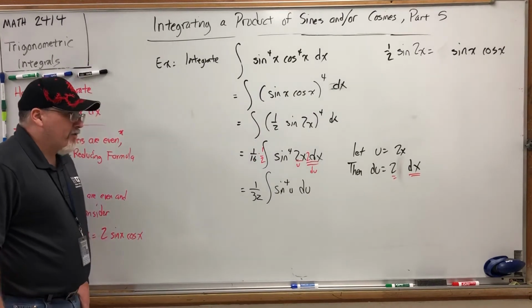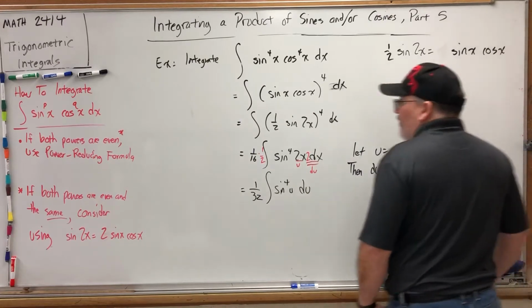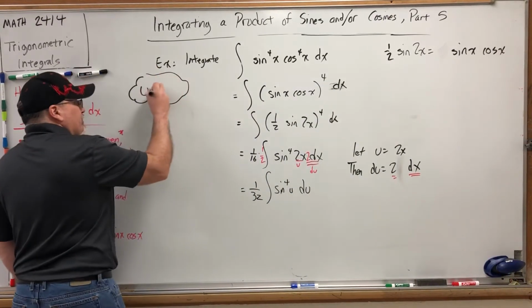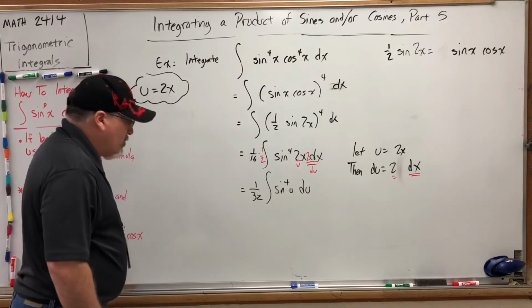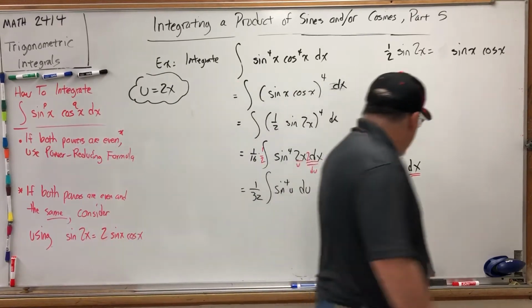And at the end, I've got to remember to put the 2x back in for the u. So don't let me forget, you can talk to me, this is a recording. We had u is equal to 2x. All right, so let's erase everything except this and move it up to the top, and then we'll continue.